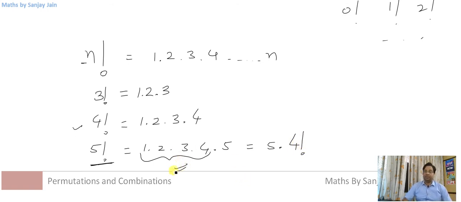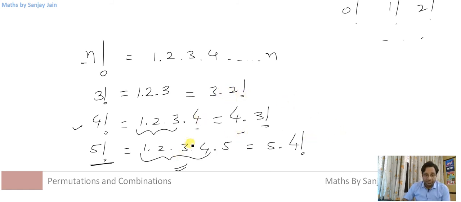Right? You notice it here. Similarly, 4 factorial can be written as 4 into 3 factorial, because this part is 3 factorial and multiplied with 4 you can write it like this. Similarly, this can be written as 3 into 2 factorial. Or if you notice this much part only up to this only, this is 3 factorial. So you can also write it as 5 into 4 into 3 factorial.